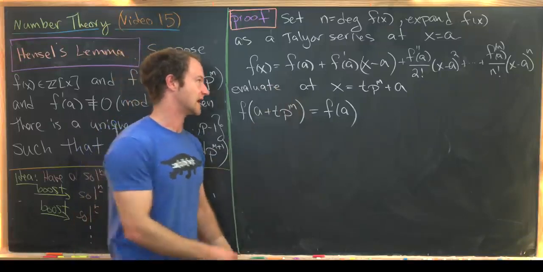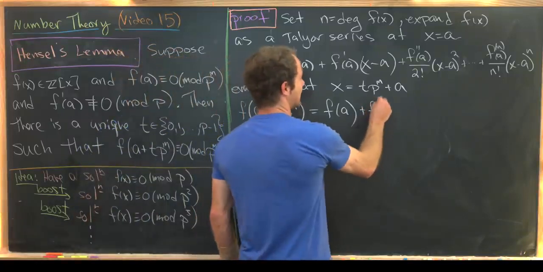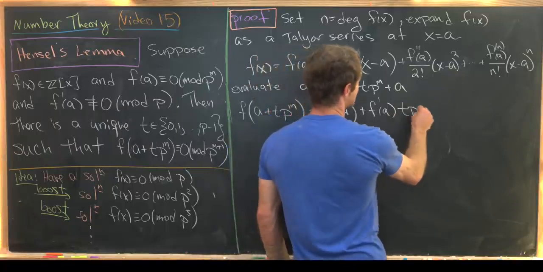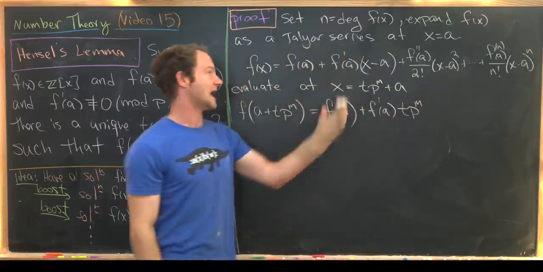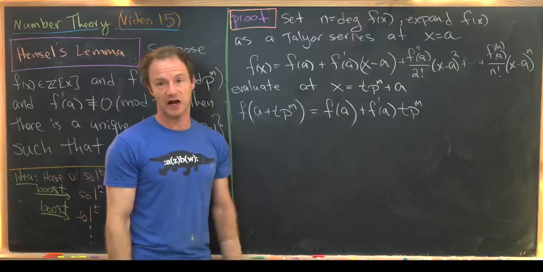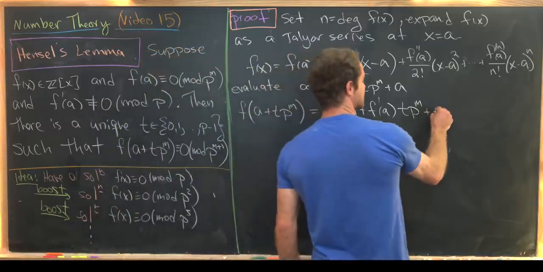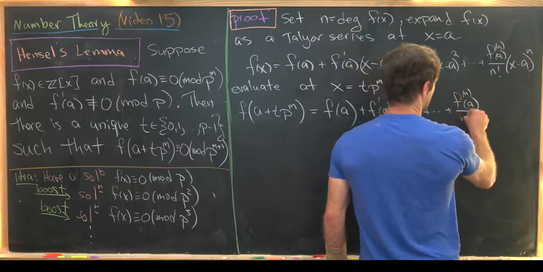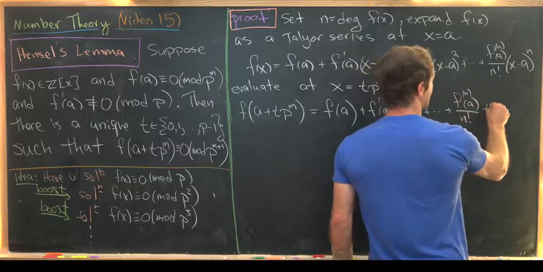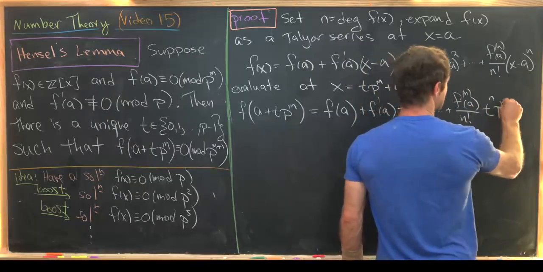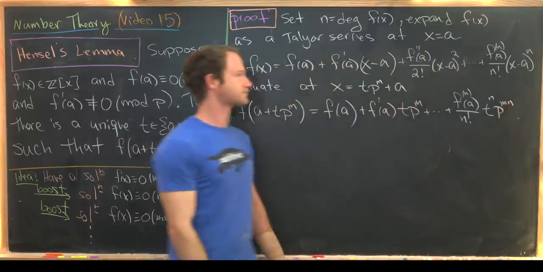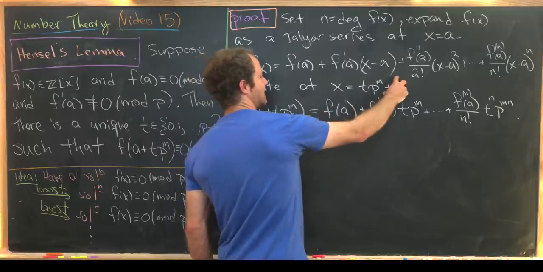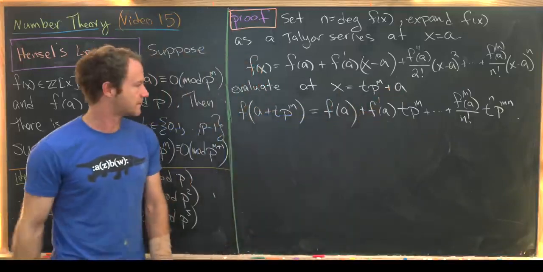So that's obviously not going to change. And then f prime of a times t times p to the m. Notice the a and the a cancel when we do that subtraction. And then this is going to go all the way up to the nth derivative evaluated at a over n factorial, and then t to the n, p to the mn. So again, that's because if we do x minus a, this guy right here cancels.